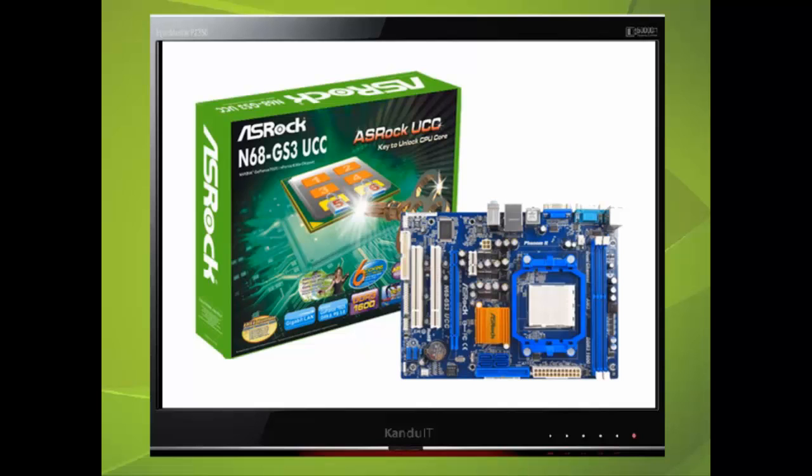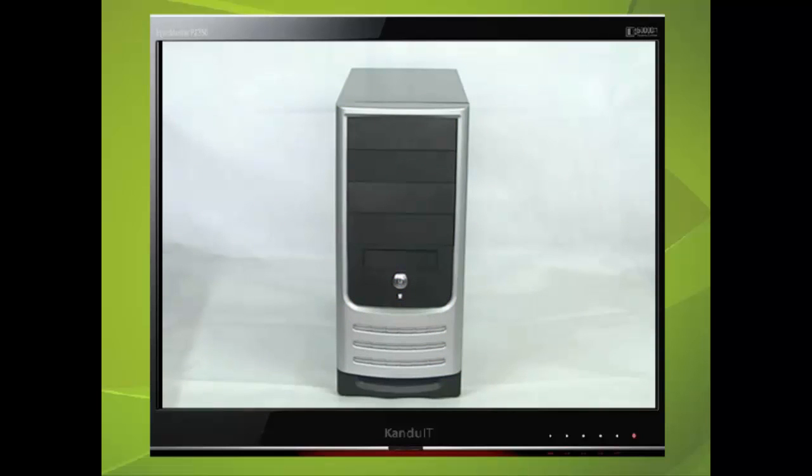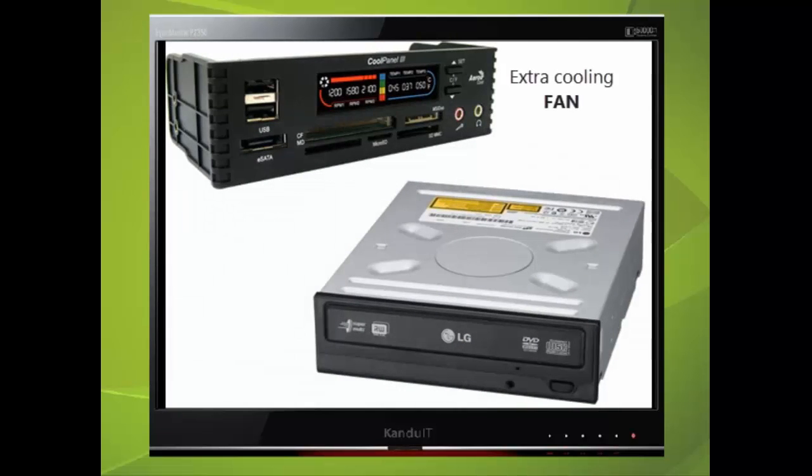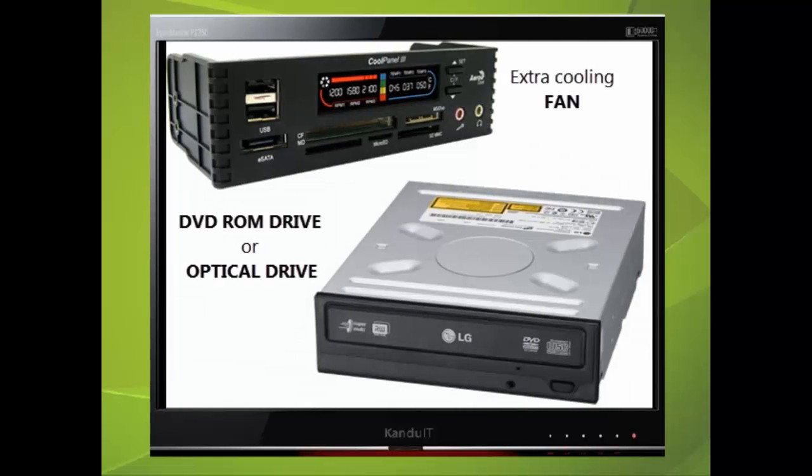We shall now familiarise ourselves with some of the different parts of the case. Be aware that not all cases are the same. The specification of the case will depend upon what the computer will be used for. This case has four 5¼ inch spare bays. 5¼ refers to the width of the bay. You may have noticed that each one has a panel. These can be removed to allow different devices to be fitted. Two such devices are an extra cooling fan and DVD-ROM drive, also known as an optical drive.